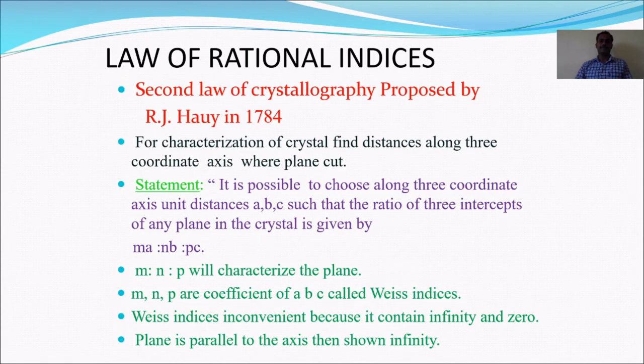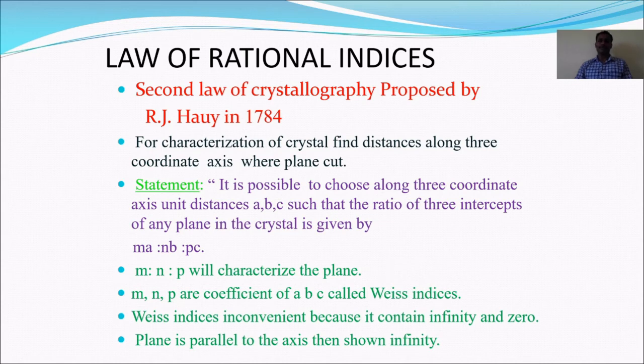Law of rational indices, called the second law of crystallography, proposed by R.J. Haüy. In order to study the crystal, we must find out the 3 distances along x, y, z where the plane cuts. He stated that it is possible to choose along the 3 coordinate axes unit distances a, b, c such that the ratio of the 3 intercepts of any plane in a crystal is given by ma : nb : pc. m, n, p characterize the plane. m, n and p are coefficients of a, b, c called Weiss indices.